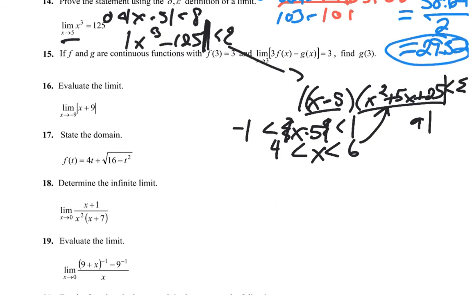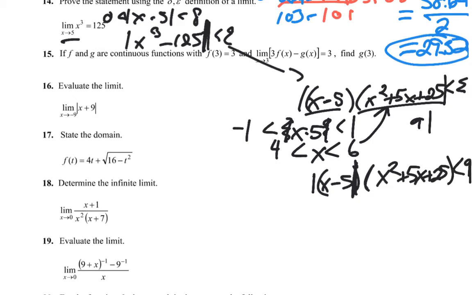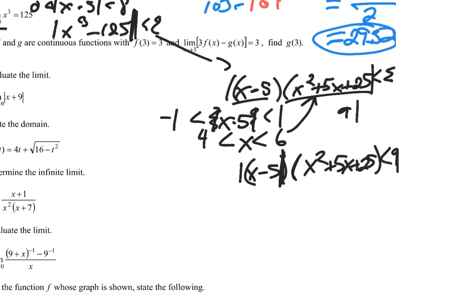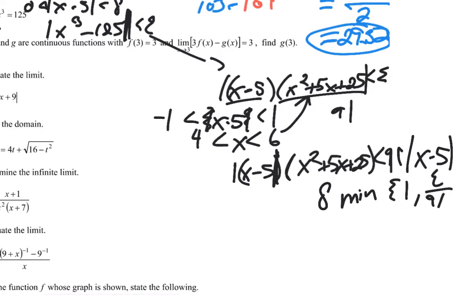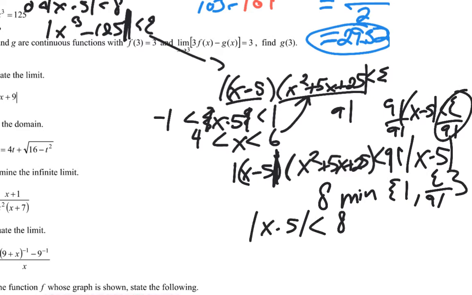Let me move it. So the absolute value of x minus 5, times x squared plus 5x plus 25 has to be less than 91. Times also just the x minus 5 on both sides. So if delta is the smaller of 1 and epsilon over 91, because we'll have to divide that out, and that's epsilon over 91, because right here, 91 times the absolute value of x minus 5 is less than epsilon divided by 91. That's where that came from. Then x minus 5 less than delta goes to x cubed minus 125.